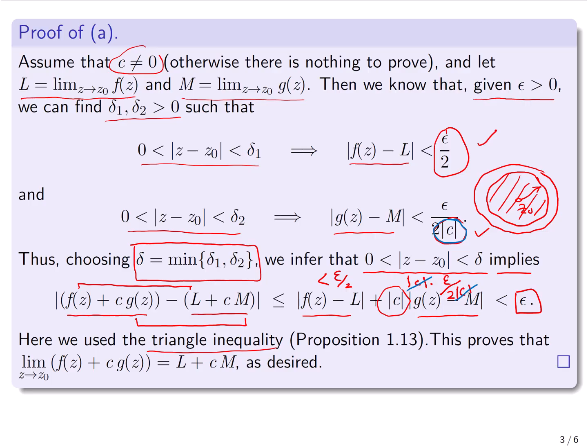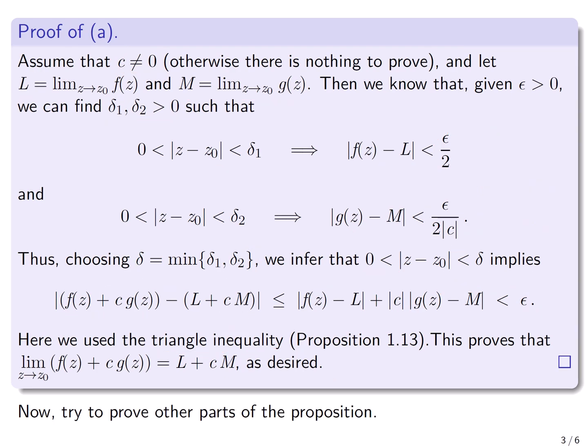So by the epsilon delta definition, now we see that the limit of the sum equals L plus C M, as desired. Okay, so that's how we prove it. So now as an exercise, try to prove the rest, and especially the product rule and the quotient rule can be a little challenging. So you can even discuss that in the discussion board. So now let's try to look at a few examples.